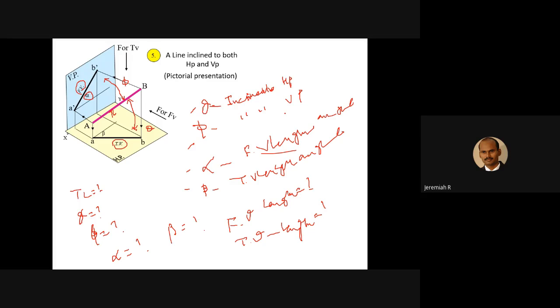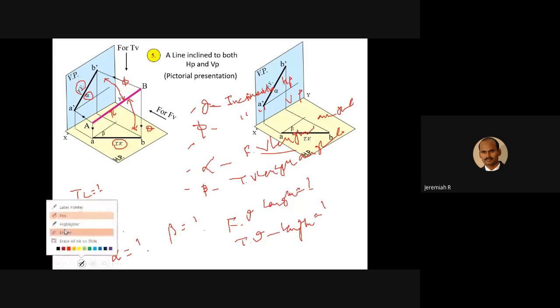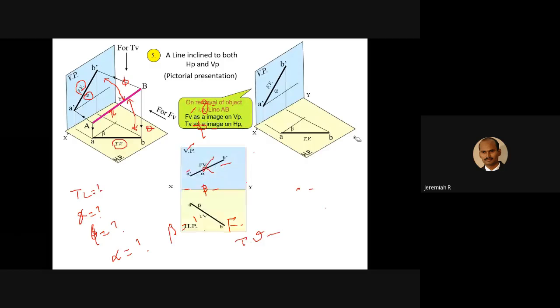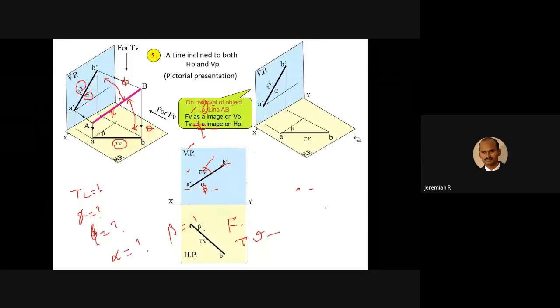So when you just rotate, you'll get something like this. Front you'll get alpha, beta. When you rotate the horizontal plane clockwise by 90 degrees, what will you get here? You get something like this.